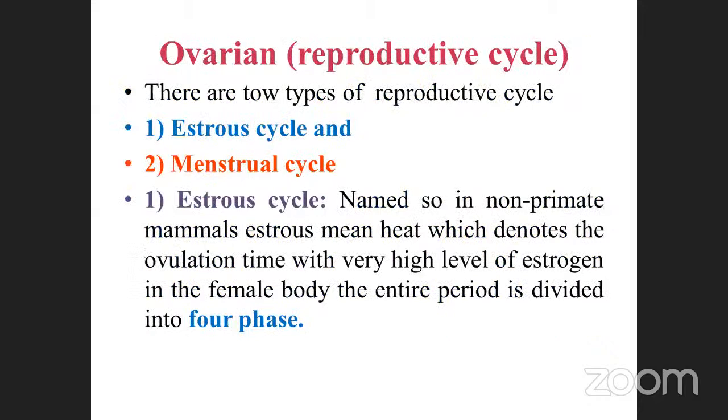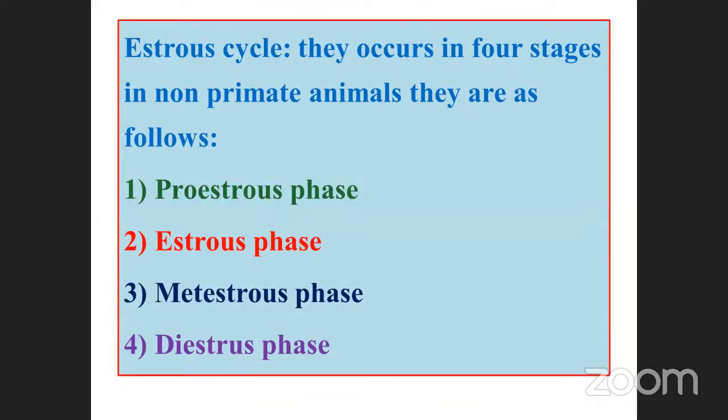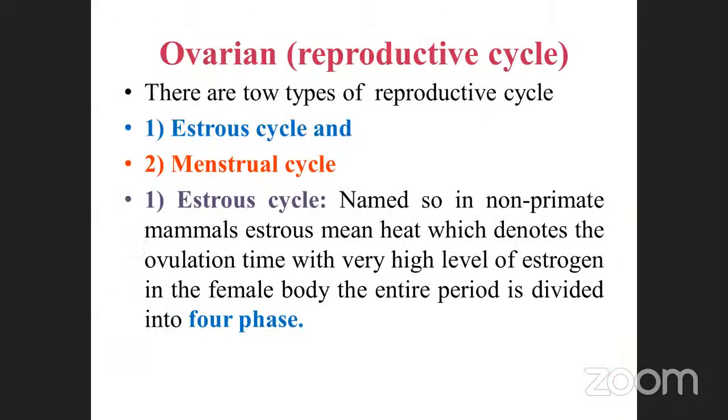Okay. Now we will pass on to the next topic, ovary and reproduction. I will just give you an introduction, and we will see the remaining in the next classes. There are two types of reproductive cycle: one is called the estrous cycle, another is called the menstrual cycle. What are the estrous cycles? Where do they occur? What is the menstrual cycle? Where does it occur? What are the hormones responsible? We will discuss one by one.